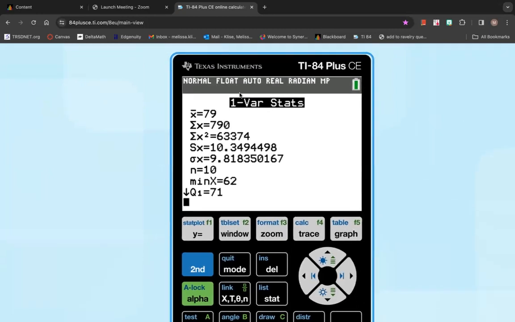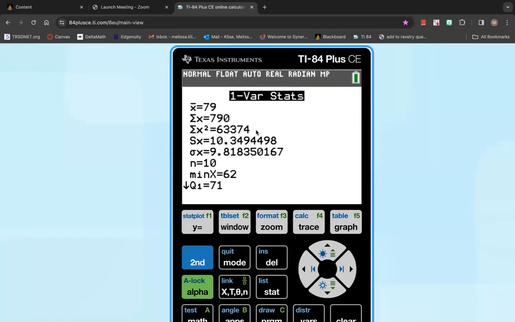This is a lovely, lovely screen. Let me tell you what you're looking at here. The first value is your x bar. This calculator always assumes we have a sample. So it's going to give you an x bar, your x bar 79. That is the same average that we found. This right here tells us that the sum of all our values is 790. I don't care about that, but that's cool. And then the sum of all of our values squared. I've never used that in my life, but it is a thing. And the sum of all our values squared is this right here.